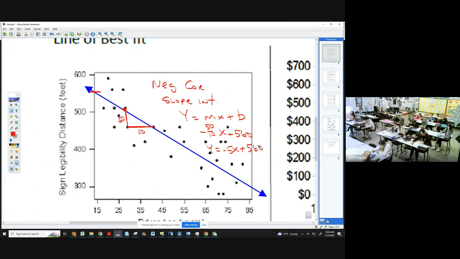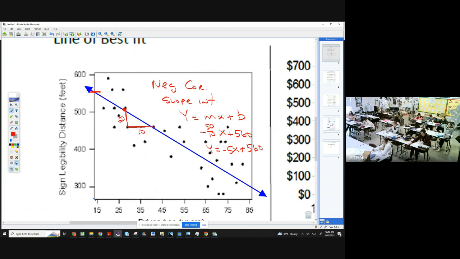Now the beautiful thing of that, David, is now that you've got that equation, you can predict this for any age you want. Let's say you wanted a 2-year-old's age. How far away could a 2-year-old see a sign? Well, 5 times 2 is 10. Subtract 10 from 560. A 2-year-old should be able to see a sign that's 550 feet away if you're using this little thing here.